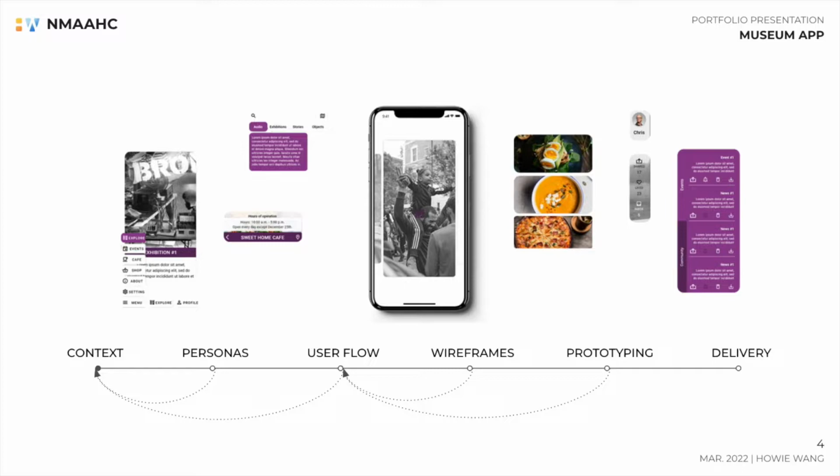It's museum map redesign for National Museum of African American History and Culture, and I'm going to go over the whole design process from the context and then personas and user flow, and then the design of wireframes and prototyping, the final delivery package.